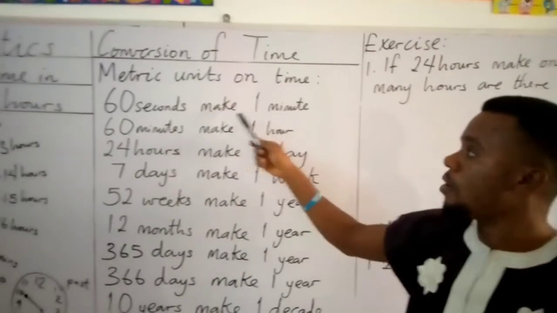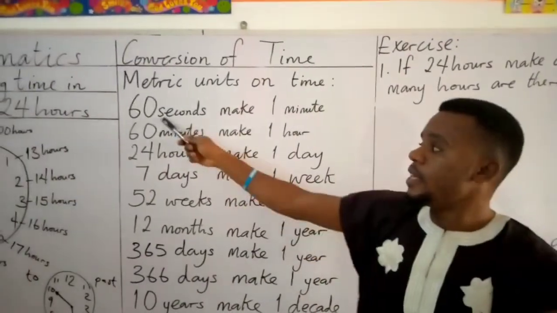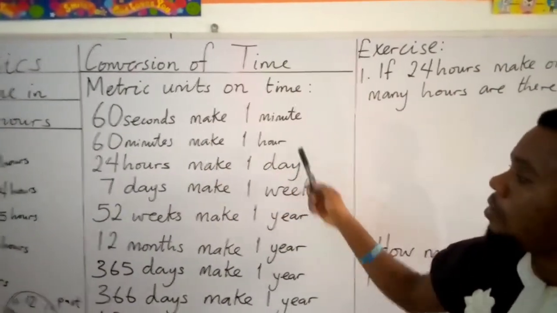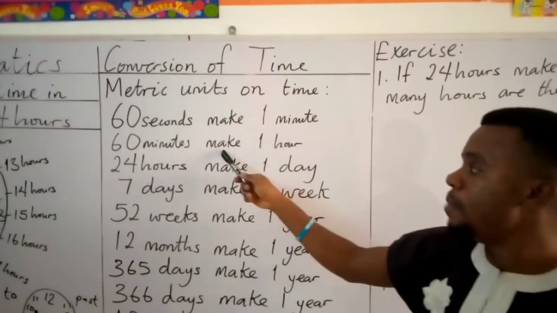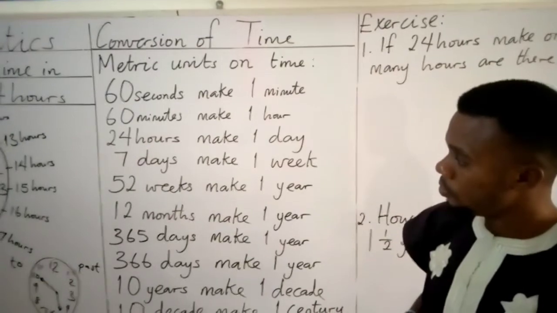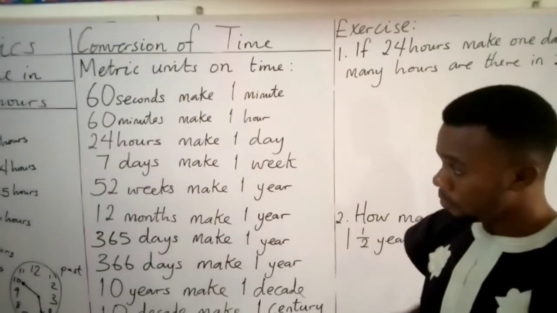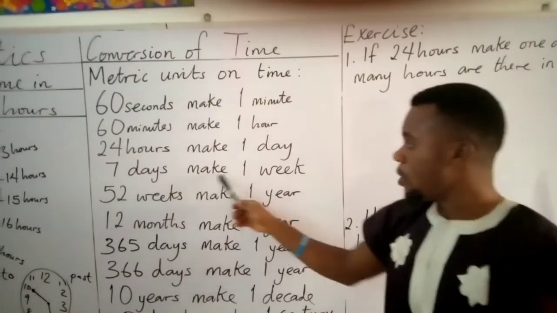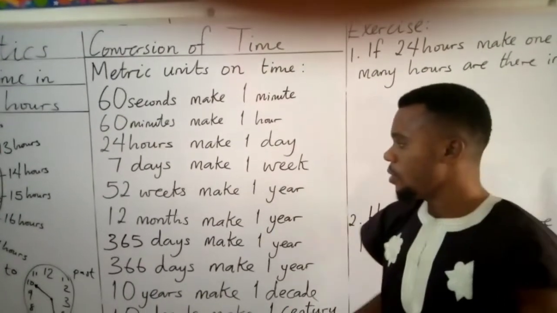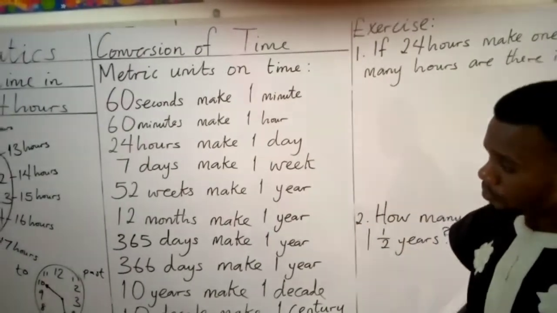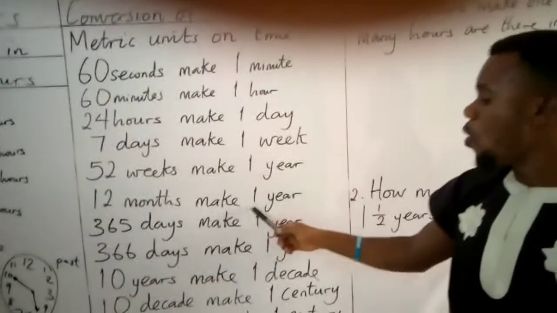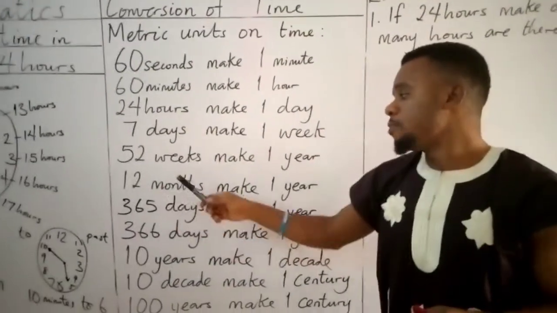60 seconds make 1 minute. 60 minutes make 1 hour. 24 hours make 1 day. 7 days make 1 week. 52 weeks make 1 year. 12 months make 1 year.